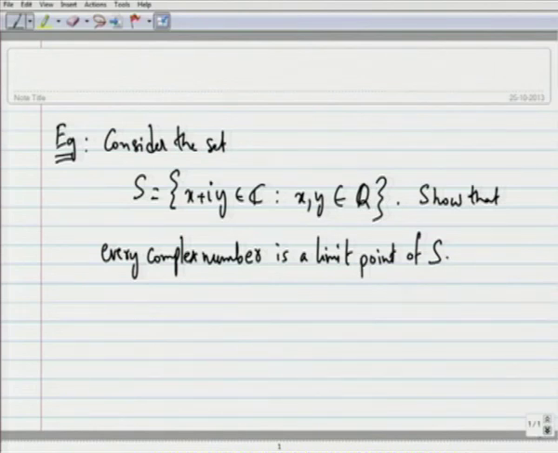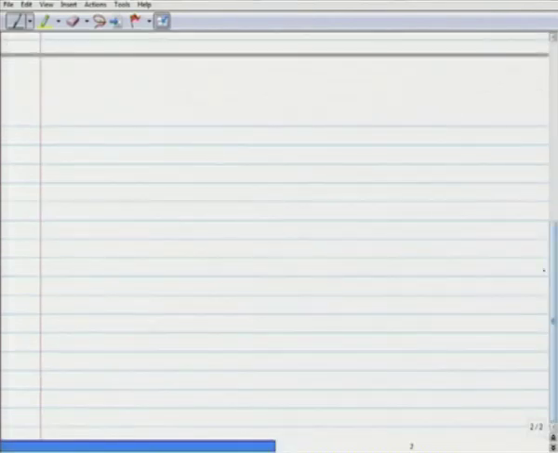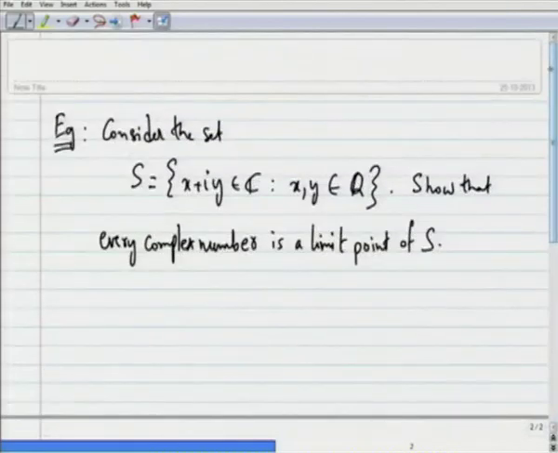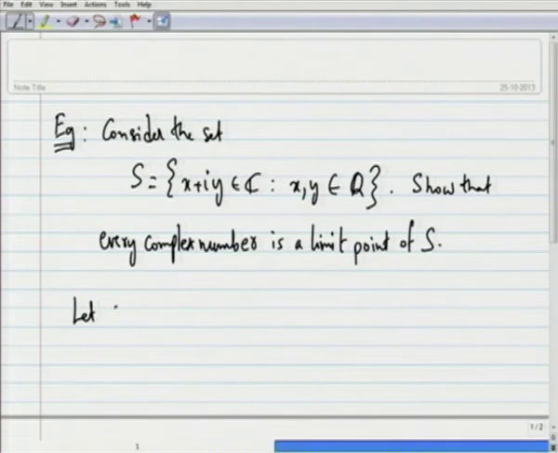It is easy to visualize this, that the points with rational coordinates are actually dense in the complex plane. So, here is the proof of this fact. Every complex number is actually a limit point of the set. Let us pick a complex number z equals x plus I y, an arbitrary complex number.